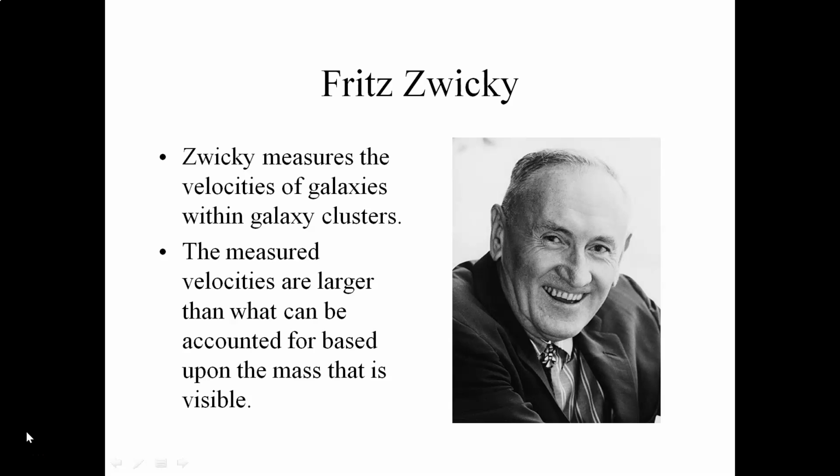The first hints of the discovery of dark matter go back to the first half of the 20th century with this man here, the American astronomer Fritz Zwicky. Fritz Zwicky's research was concerned with measuring the velocity of galaxies within galaxy clusters. He conducted these measurements back in the 1930s and the 1940s. What he measured with respect to the velocity of galaxies within individual galaxy clusters is that the velocities themselves are actually larger than what can be accounted for based upon the mass of the cluster that is visible.